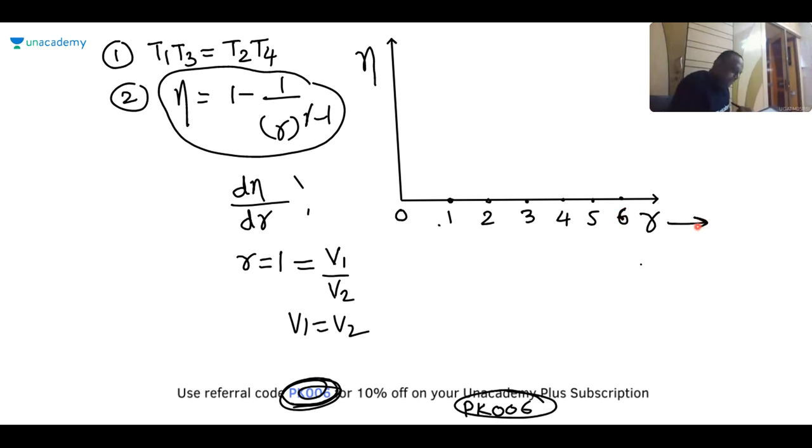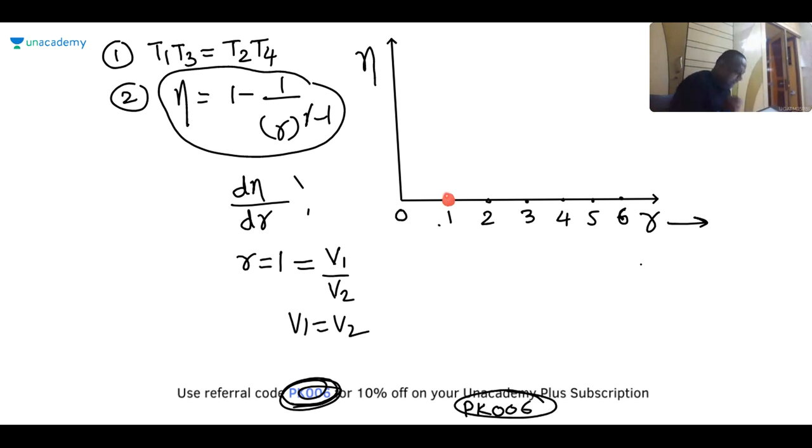Remember, when R is 1, 1 power something is 1. 1 by 1 is 1. 1 minus 1 is 0. But when the compression ratio is 1, the efficiency is what? 0. When compression ratio is 1, efficiency is 0.